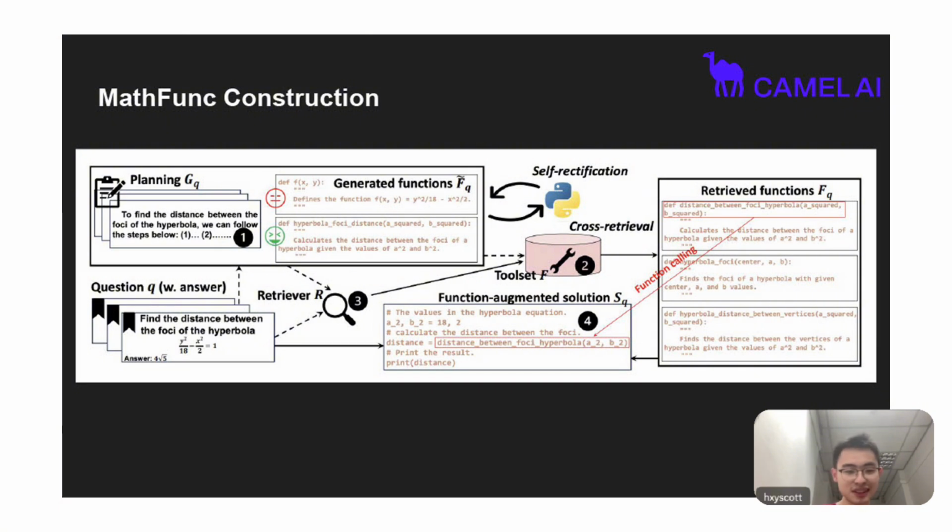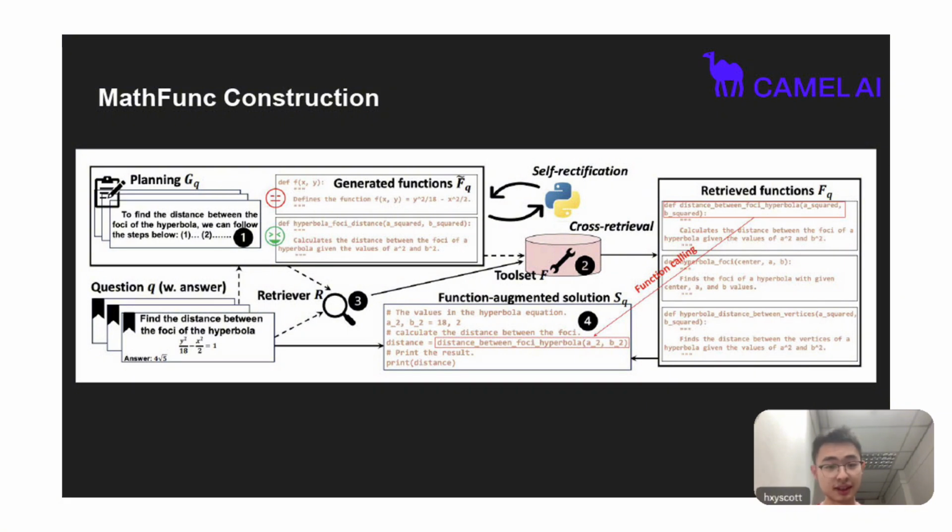The reason why it's unhappy is because the function they generated, f(x, y), is specifically designed for solving the exact question, which is f(x, y) equals y squared over 16 or 18-ish. But that tool can only be used to solve that one, which we call ad hoc, and it's not desired because you can't really use it to generalize to other problems.